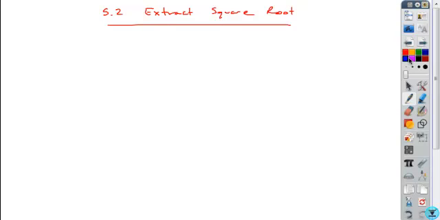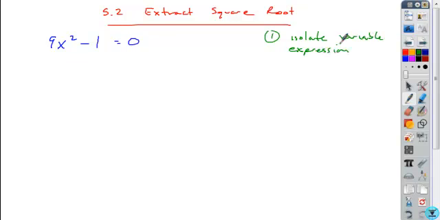Extracting the square root can occur anytime you have just a single x squared value. So if you only have one variable term and it's a square, you can solve your equation by extracting the square root. In order to do that, you'd look to completely isolate the variable. So whatever the term is that contains your variable, get that completely by itself.